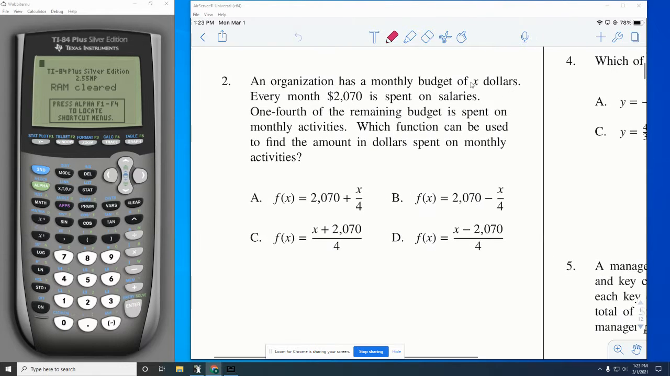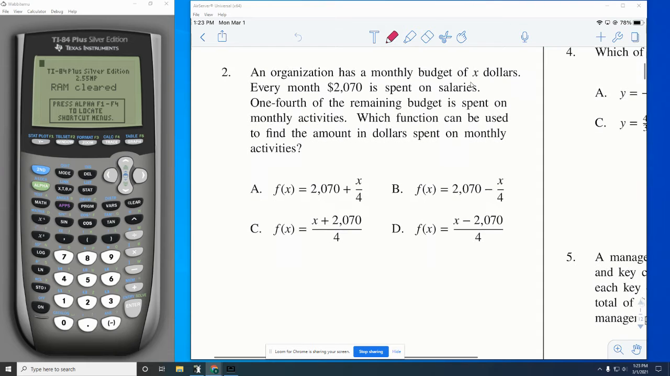So for number 2, an organization has a monthly budget of X dollars. Every month, $2,070 is spent on salaries. 1/4 of the remaining budget is spent on monthly activities. Which function can be used to find the amount in dollars spent on monthly activities? So we're starting with a monthly budget of X. That's an unknown. Then they're spending $2,070.